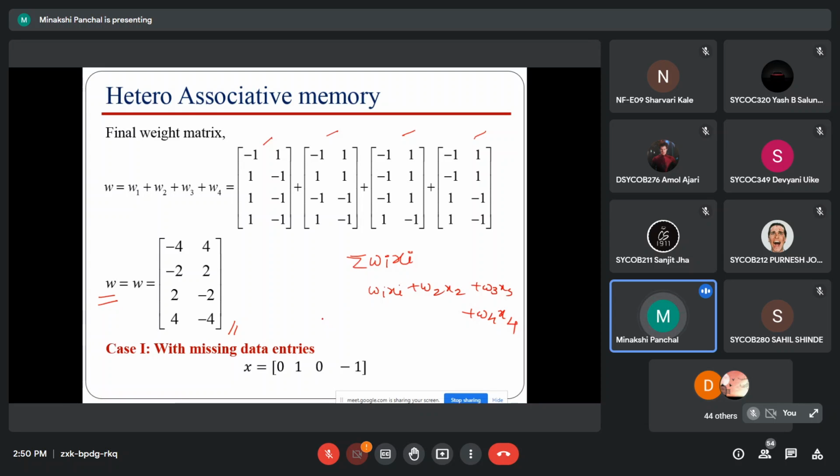Now, what is my question? With missing data entries, check it. If you consider any one missing entry, whether I am getting the desired output. So we will have to go back and look at this. Let me just remember this.